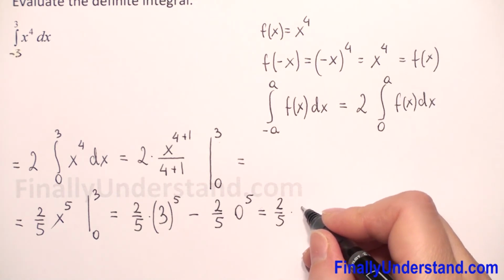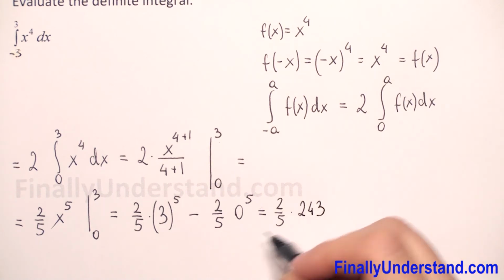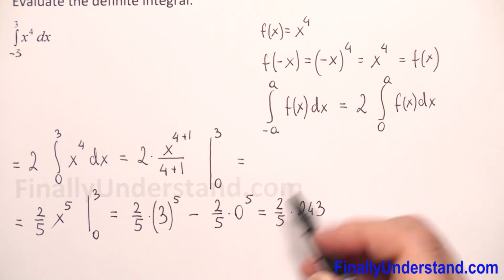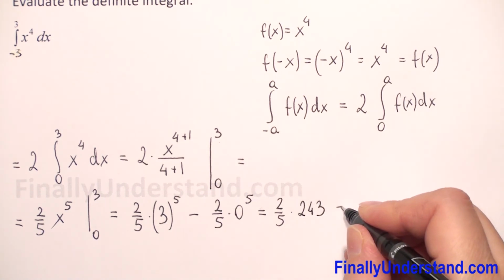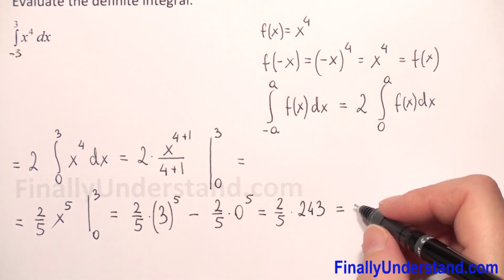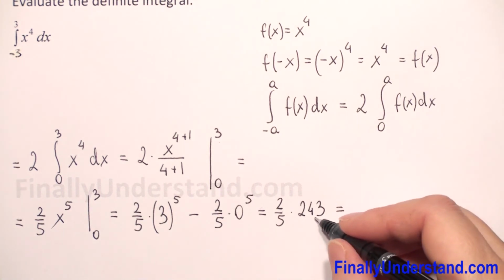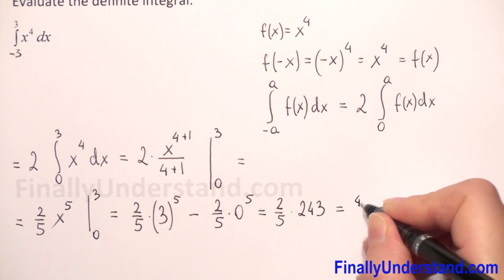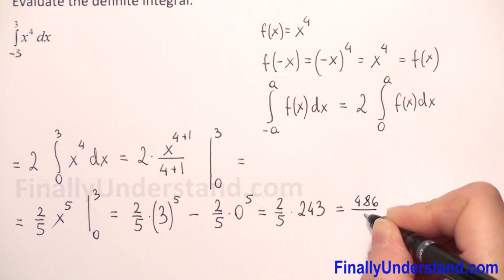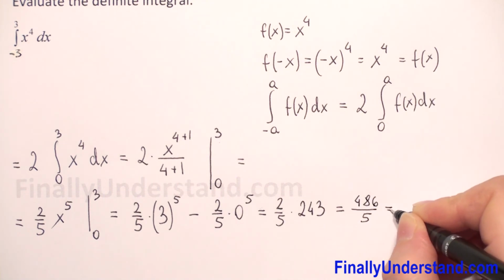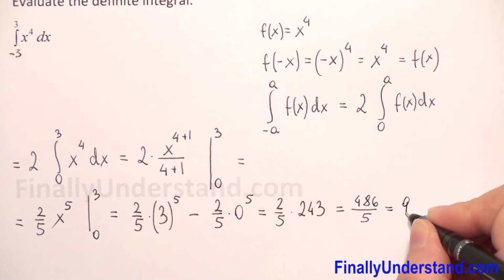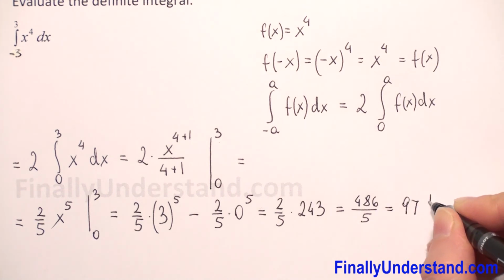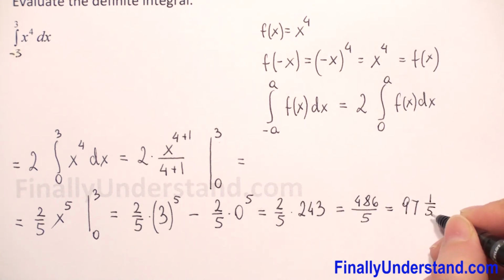So this is equal to 2 over 5 that we copy, times 3 to the 5th power, which is 243, and we have times 0 here, so that will be 0. So this is equal to 2 times 243, which is 486 over 5. This is equal to 97 and 1/5. This is my solution.